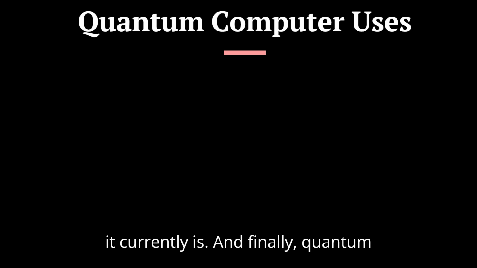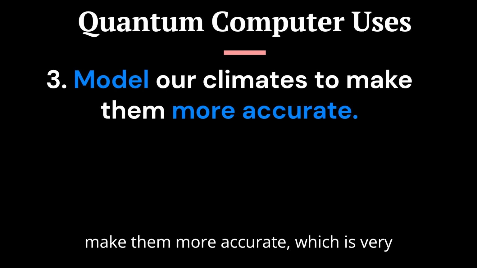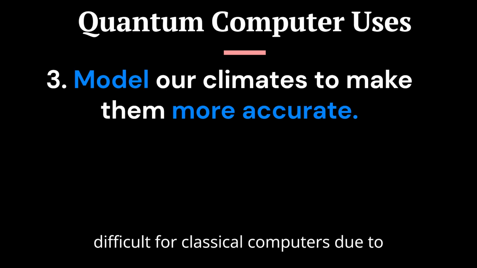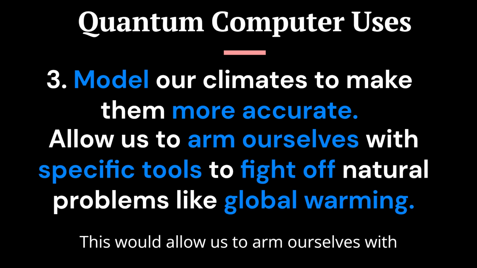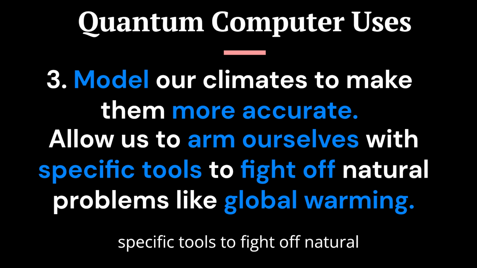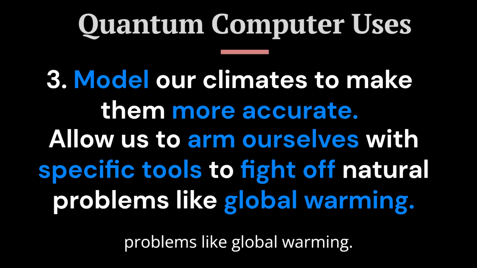And finally, quantum computers could model our climates to make them more accurate, which is very difficult for classical computers due to the unpredictability of our climates. This would allow us to arm ourselves with specific tools to fight off natural problems like global warming.